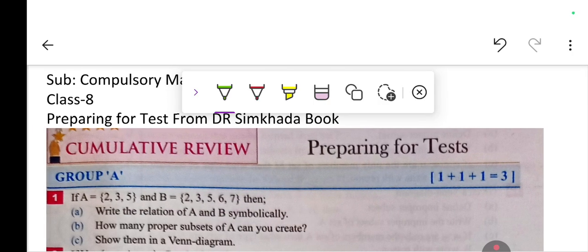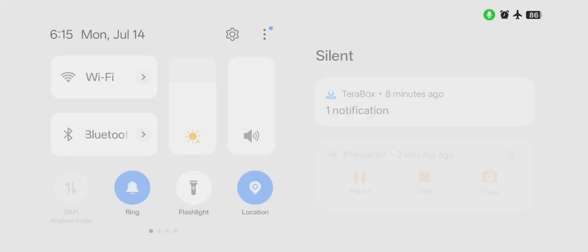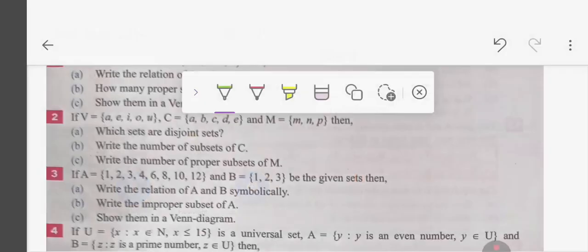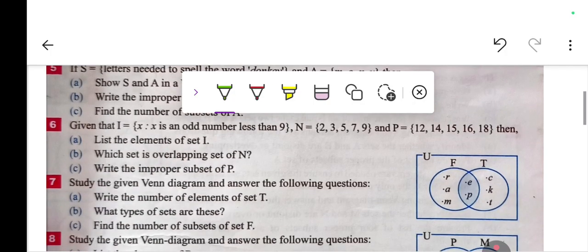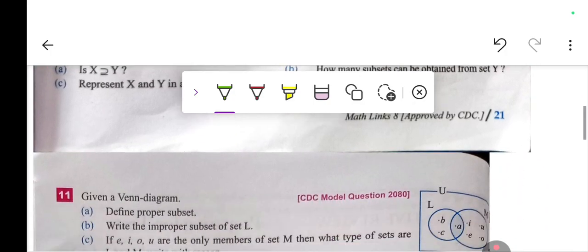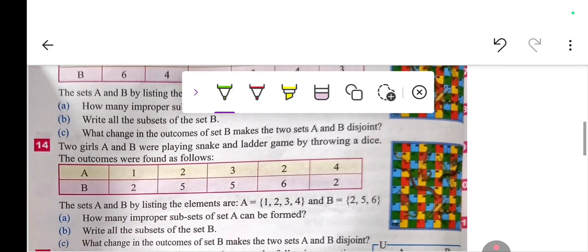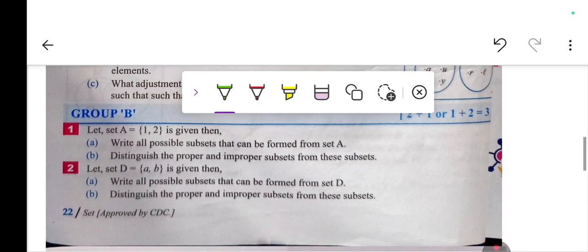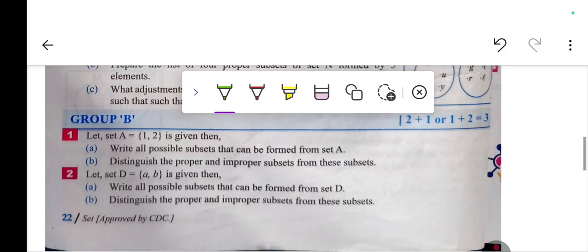So the cumulative review is over here. Group A questions are given. Let us go to Group B. First, I'll explain whatever the questions are over there in Group B, which consist of 2 plus 1, 3 marks. Then after I'll come to Group A. Over here it is written 2 plus 1 or 1 plus 2. That way we can have these questions in our examination. So let us see what the question is.